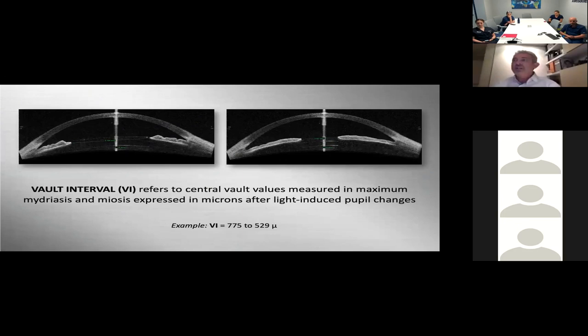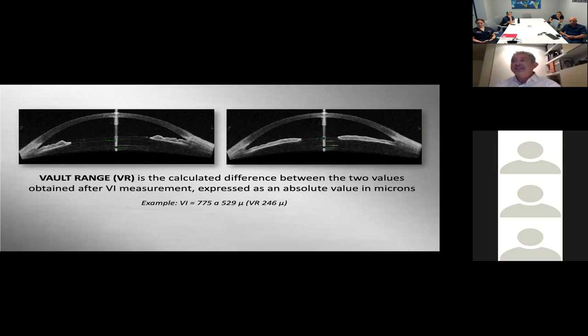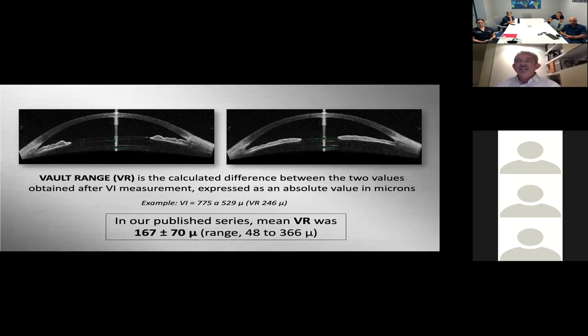Here we introduce two new dynamic concepts for measuring the vault. Vault interval refers to central vault values measured in maximal physiological mydriasis and miosis, expressed in microns, after light induces pupil change. In this case, the vault interval will be 775 and 529 microns in scotopic and photopic ambient light conditions respectively. Vault range is the calculated difference between the two values obtained after vault interval measurement, expressed as an absolute value in microns. In this example, the range is 246 microns. In our published series, the vault range was 167 plus or minus 70 microns, with the range peaking at more than 300 microns in some cases.